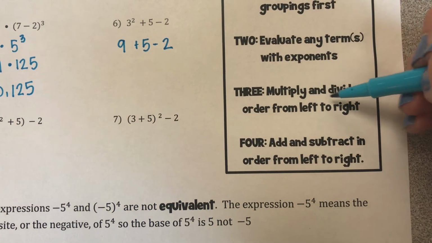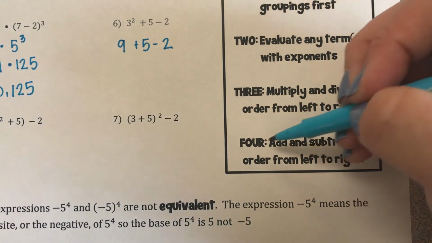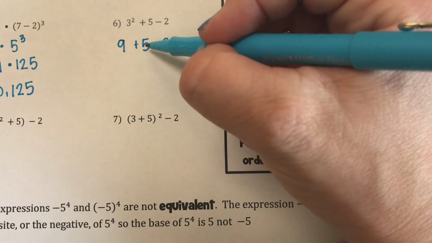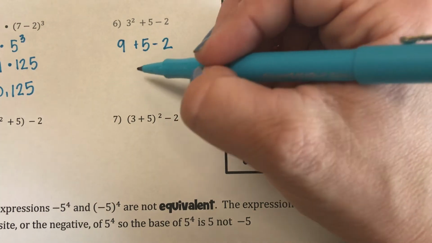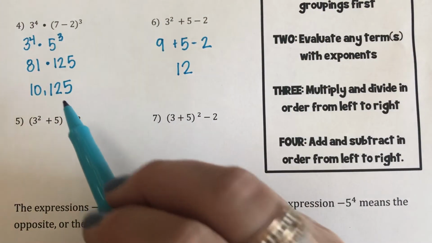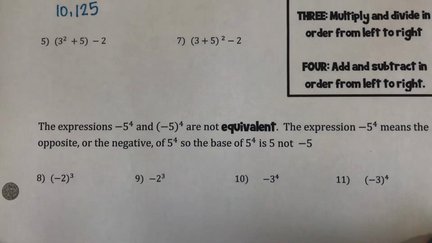Is there any multiplication or division? Nope. Is there any addition and subtraction? Yes. 9 plus 5 is 14. 14 minus 2 is 12. So that's a big difference from this one, but same process.